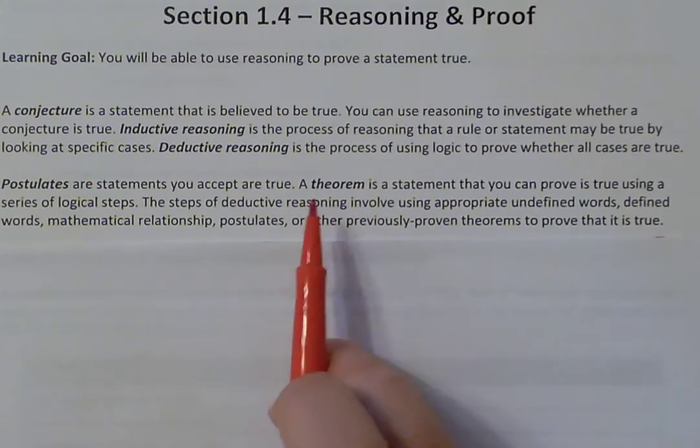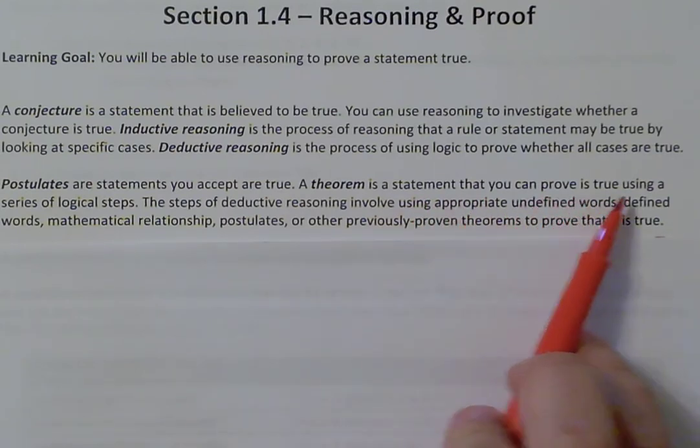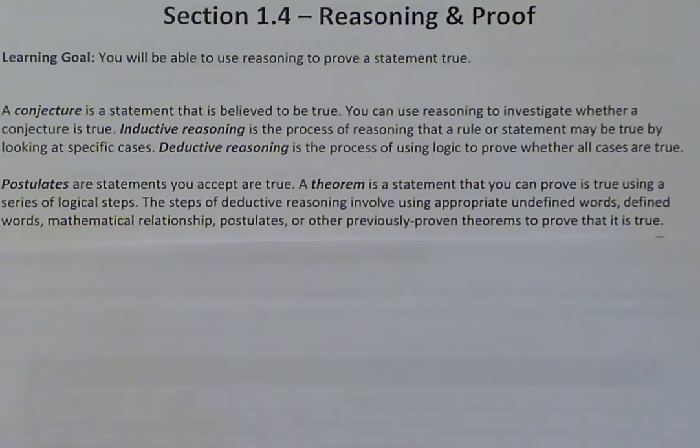Now, a theorem is a statement that you can prove is true using a series of logical steps. Now, these steps, we can use deductive reasoning, we can talk about definitions, mathematical relationships, postulates, or other theorems that we know to be true to help us prove that that is true. And oftentimes that process is how we go through and prove a lot of stuff in geometry. And we'll talk about how to do that.